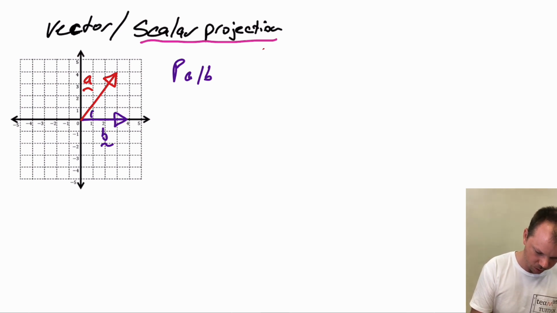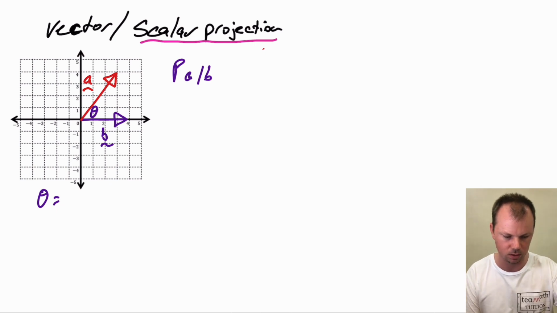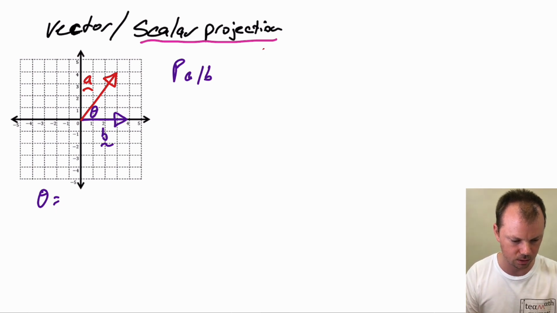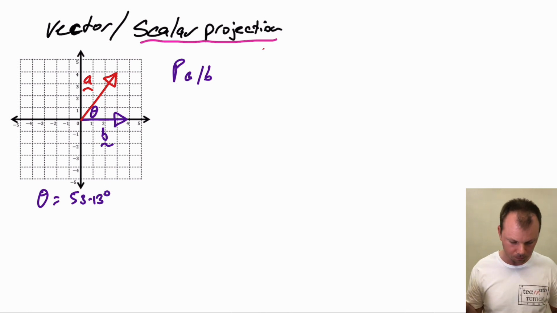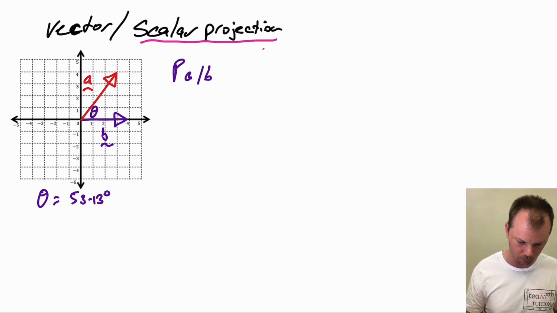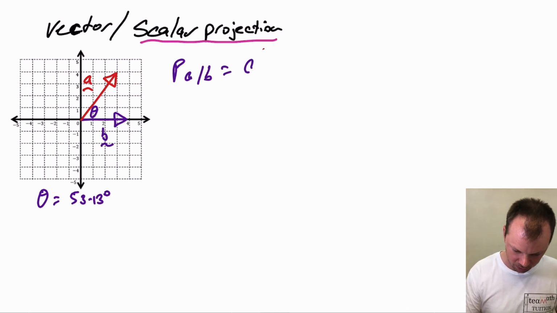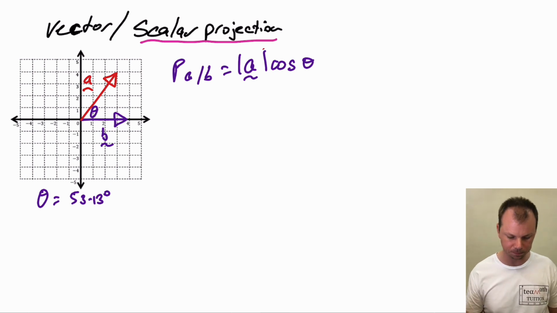There's also an angle between them. Let's call it theta. Theta in this case equals, let me just work it out. I think it's a nice number, but I'll just make sure. So the angle between them is 53.13 degrees. So that'll be given in the question. We're looking for the projection. So the projection of A on B, our formula, is magnitude of A times cosine of the angle between them.